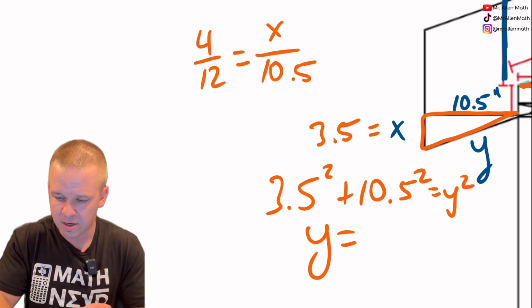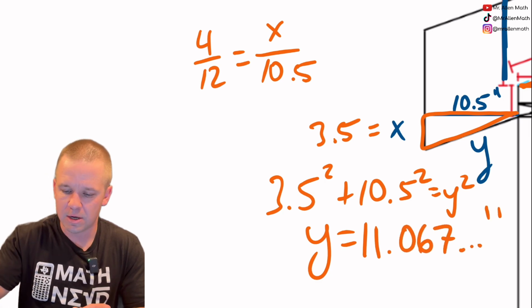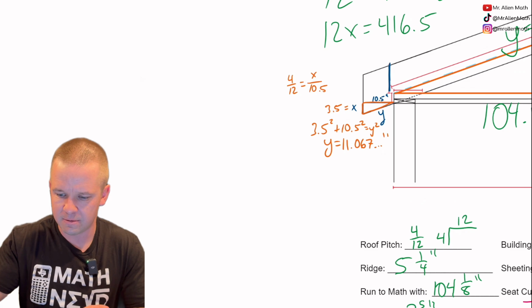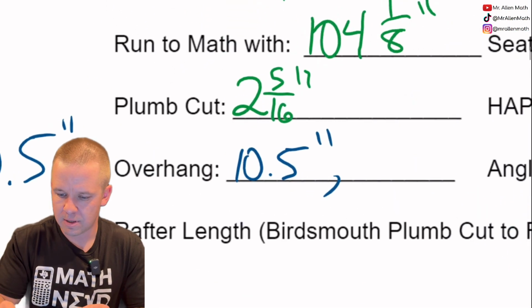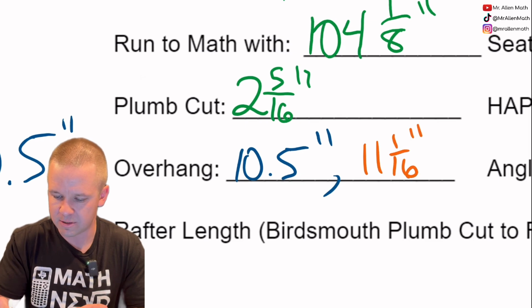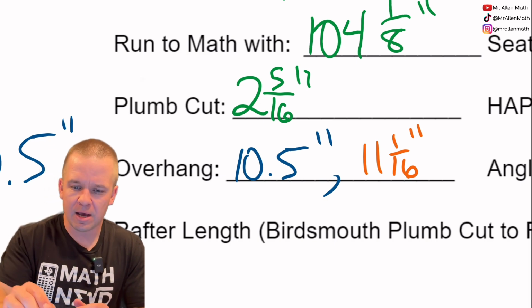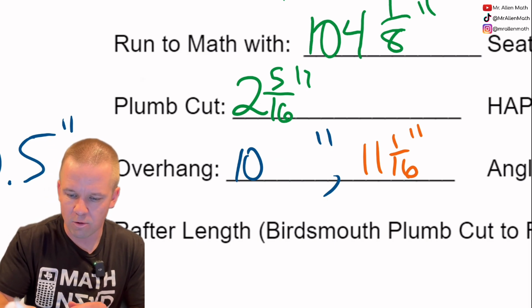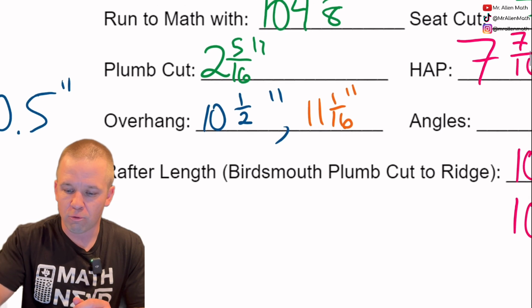11.067 and change inches. Let's go down to our answer line. 11 and 1/16 inches for the Rafter edition, okay? And I have this guy in decimal. Let's make that 1/2, so everything's fractions over here. That's lovely. Now, Rafter length.